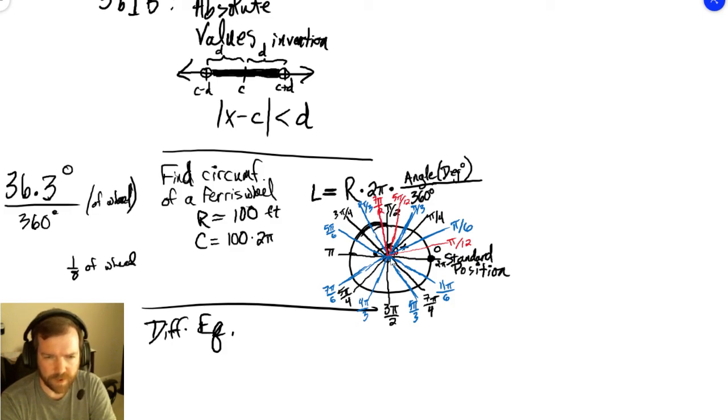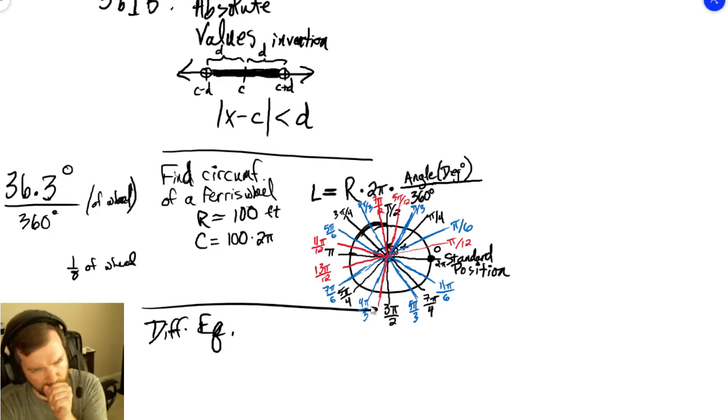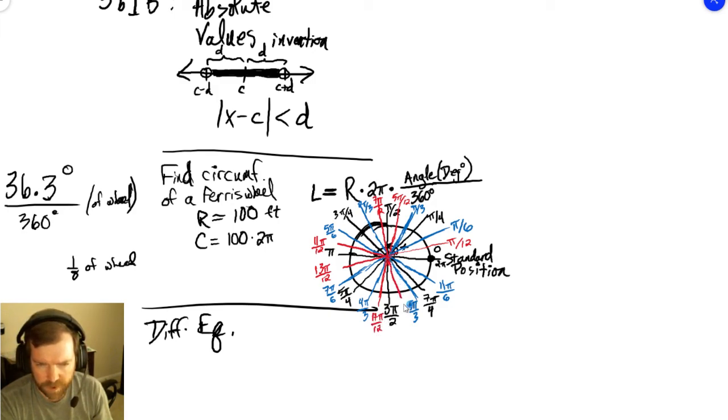7 pi over 12. This is 11 pi over 12. 13. This is 16, this is 17. So these pi's on 12 are irreducible.